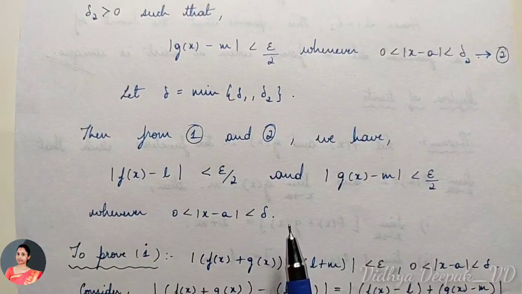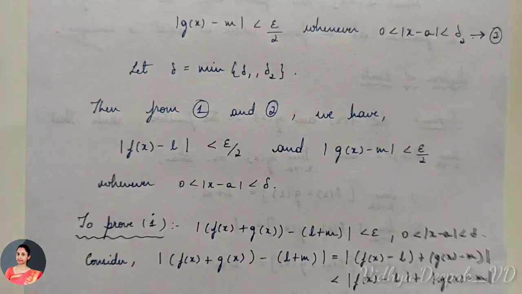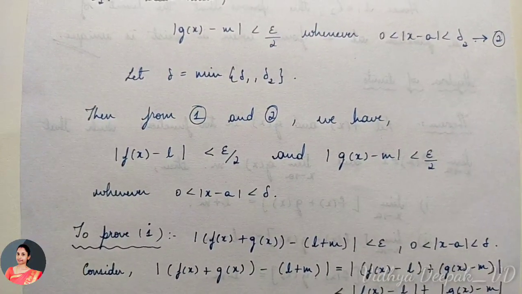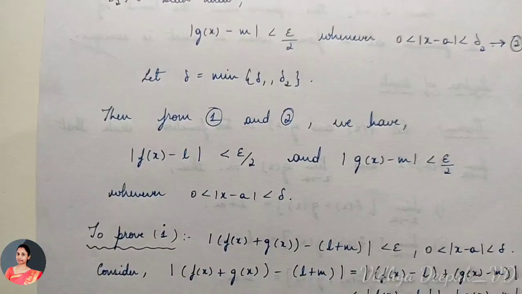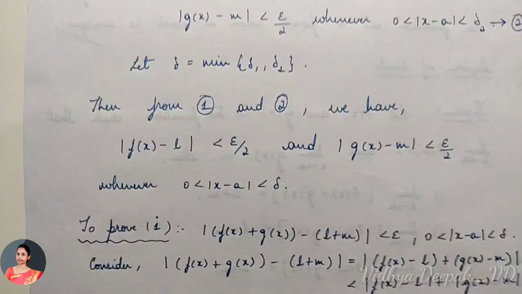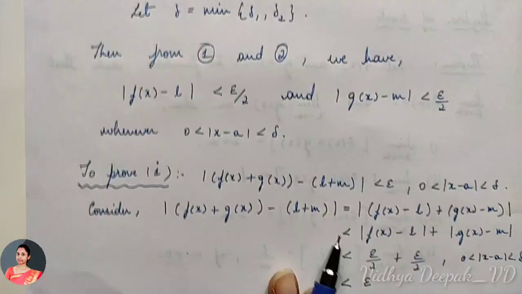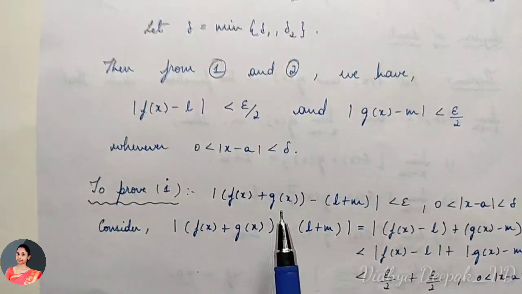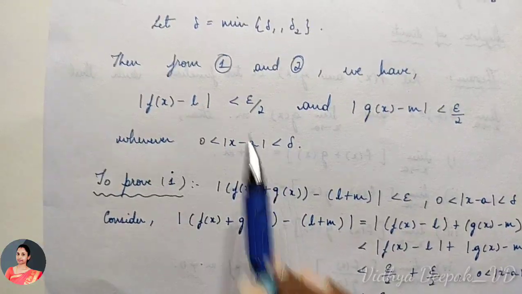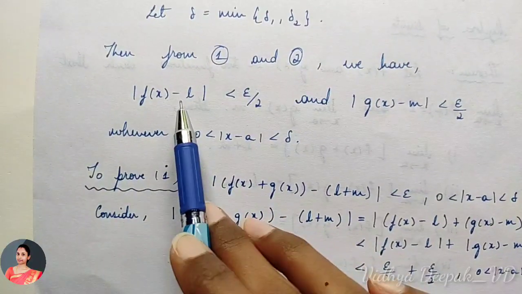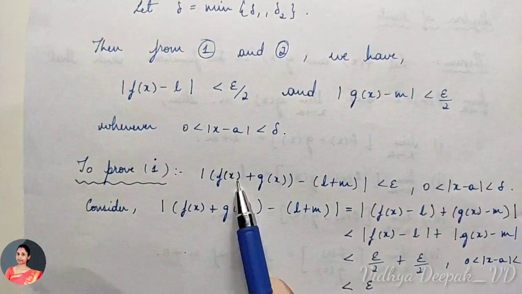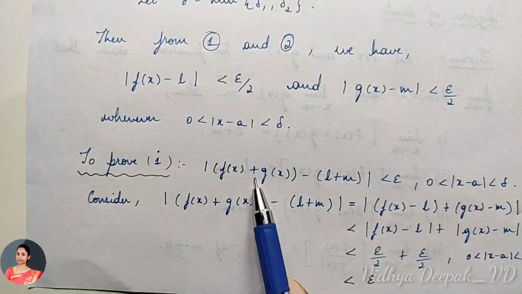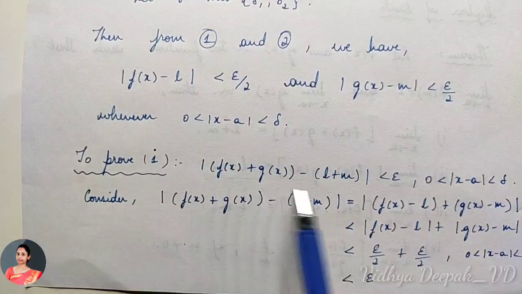Okay, so now to prove the first thing, that is what? Limit x tends to a, f of x plus g of x is equal to L plus M, right? First proof. So let's see how to prove that. So I am taking f of x plus g of x. We have function minus the limit. So f of x plus g of x minus the limit of f of x was L, limit of g of x was M. So I'll take this to prove.